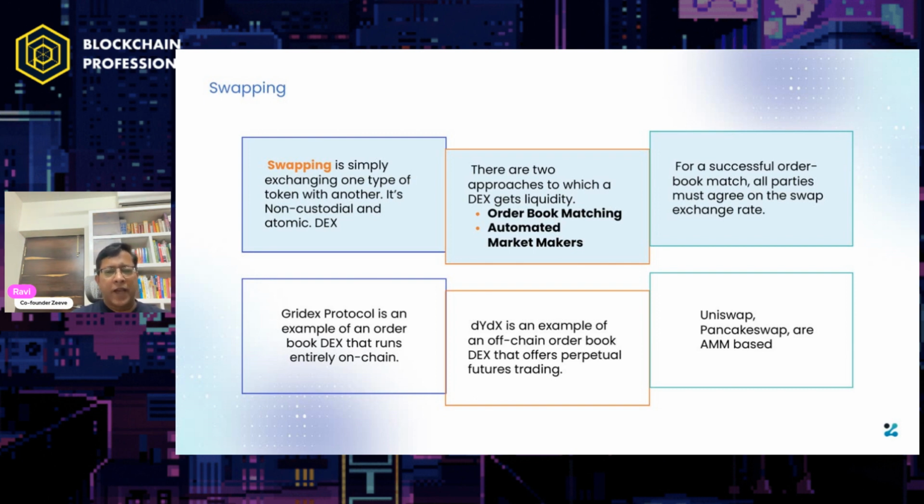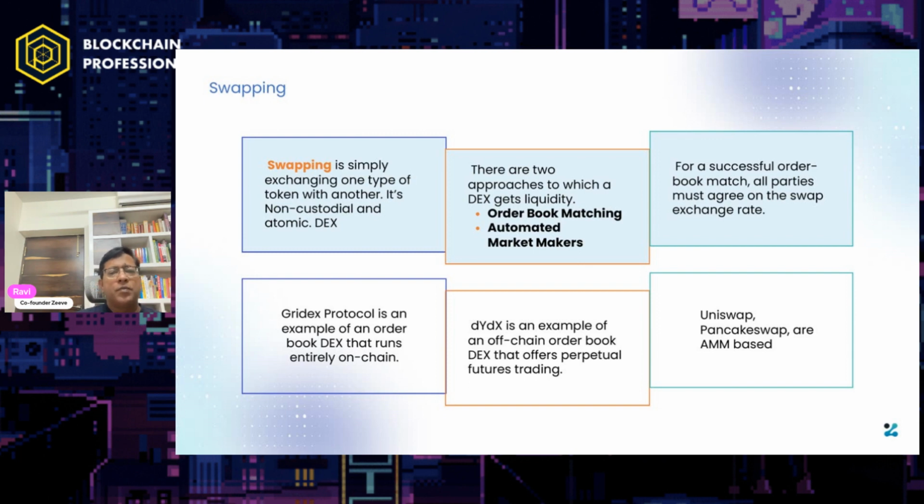There are primarily two mechanisms today. One is the order book matching based mechanisms. Second is the automated market makers. We'll just briefly touch upon these two, but in the subsequent webinars, we are going to get deeper into these topics like decentralized exchange.